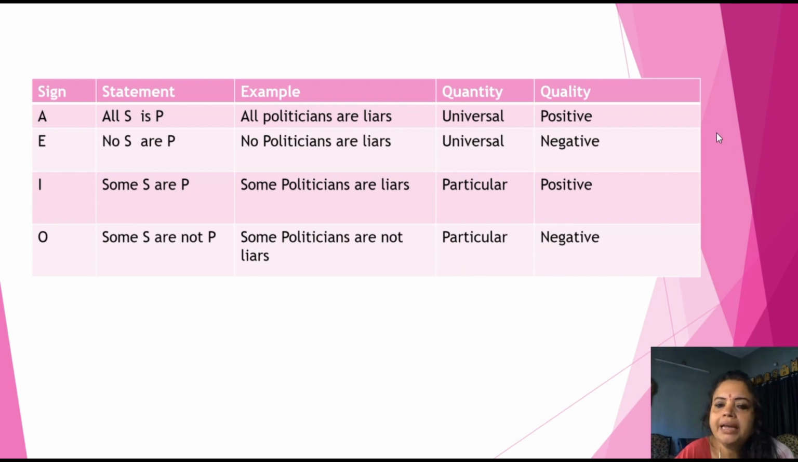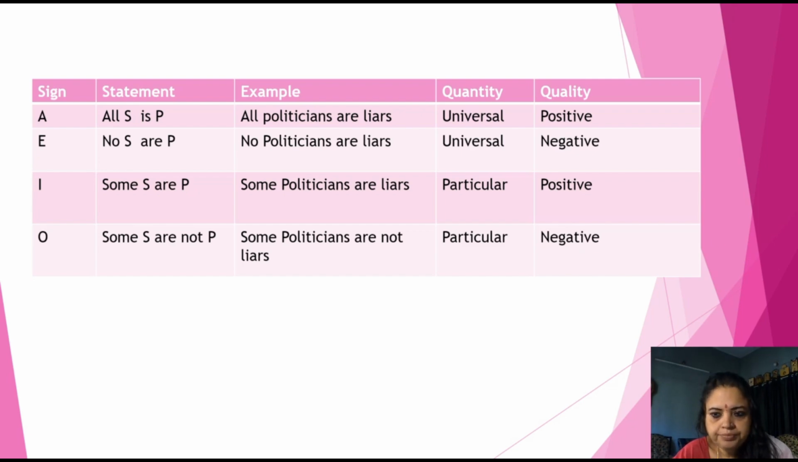So there are typically 4 different types of prepositions, starting with vowel names A, E, I, O. All S are P, no S are P, some S are P, some S are not P. Universal positive is A, E is universal negative, particular positive is I, and O is particular negative. So how does a question come for the examination? That is what we need to know, is it not?